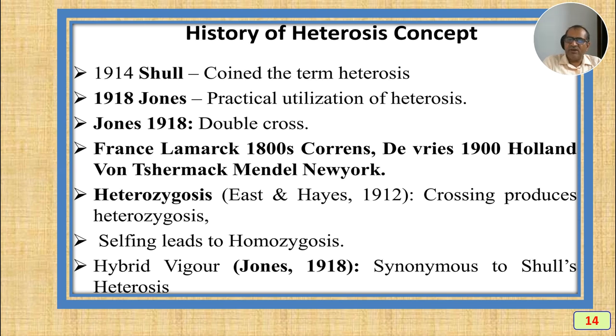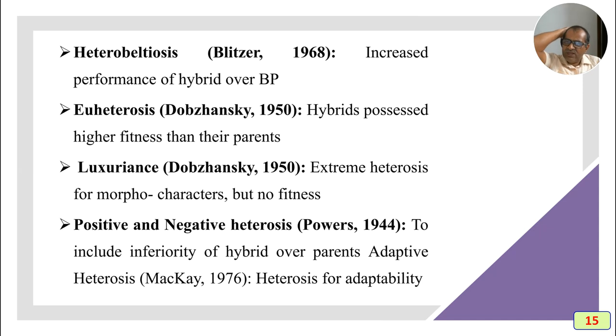Then Franz Lamarck in the 1800s, Correns in 1900 and others. So it went on, and recently many concepts of heterosis have been introduced both in plants and in the animal kingdom. Heterobeltiosis was coined by Blitzer in 1968. It is a term referring to the increased performance of the hybrid over the better parent or the original line.